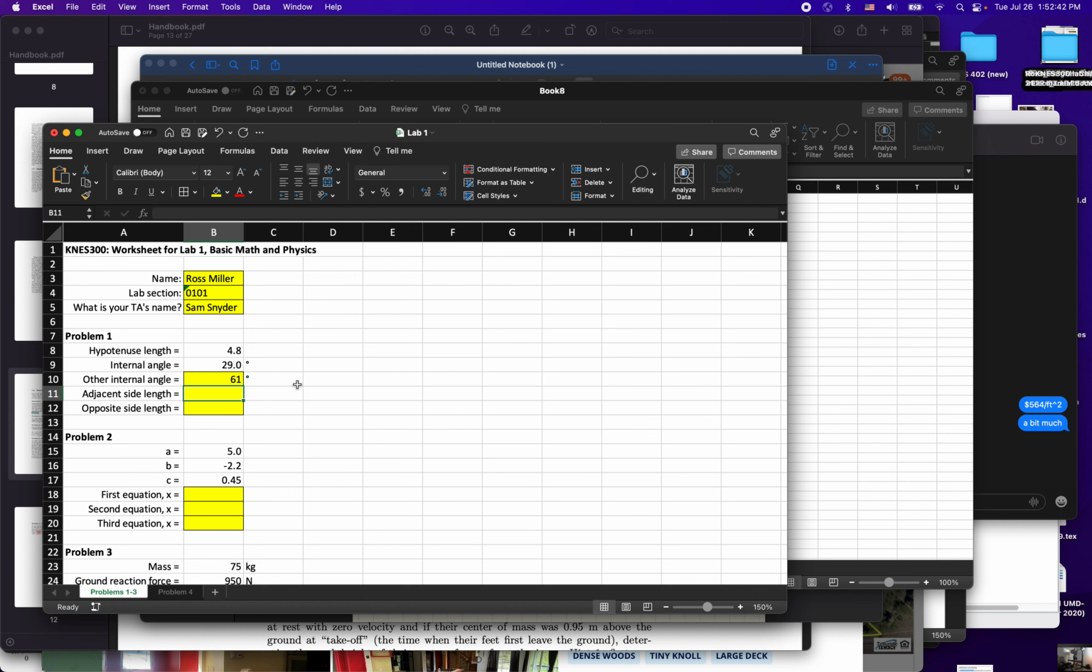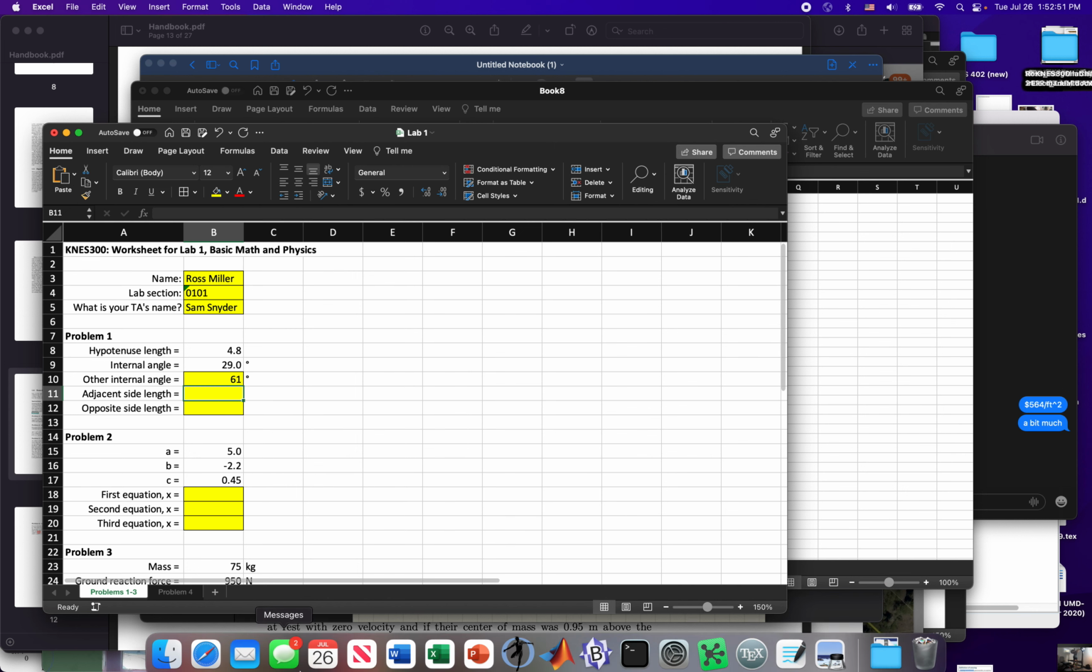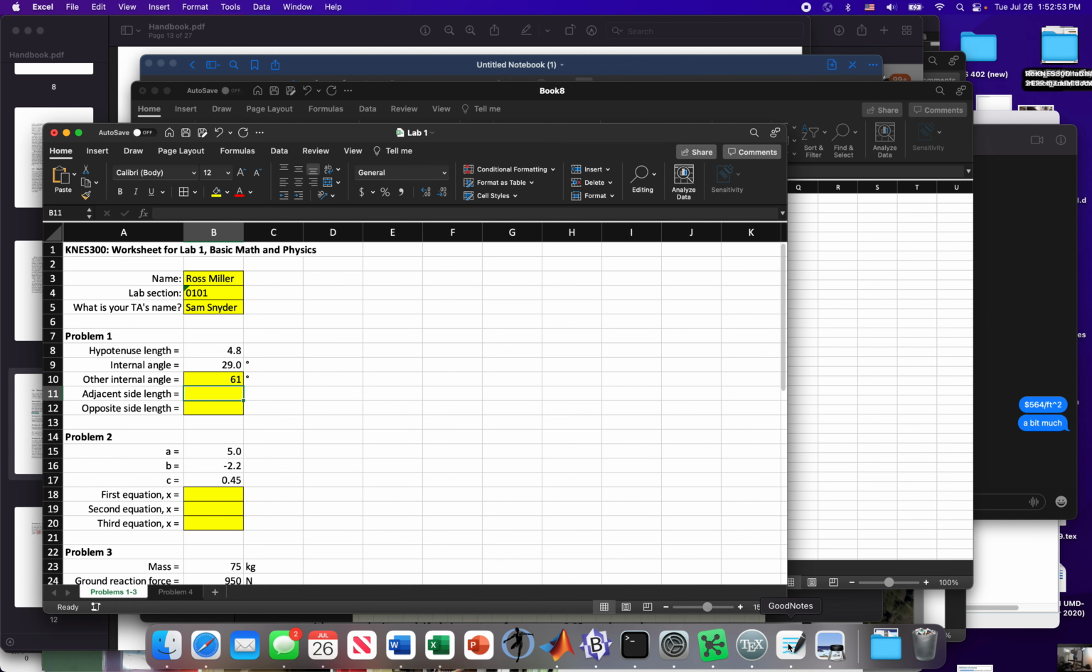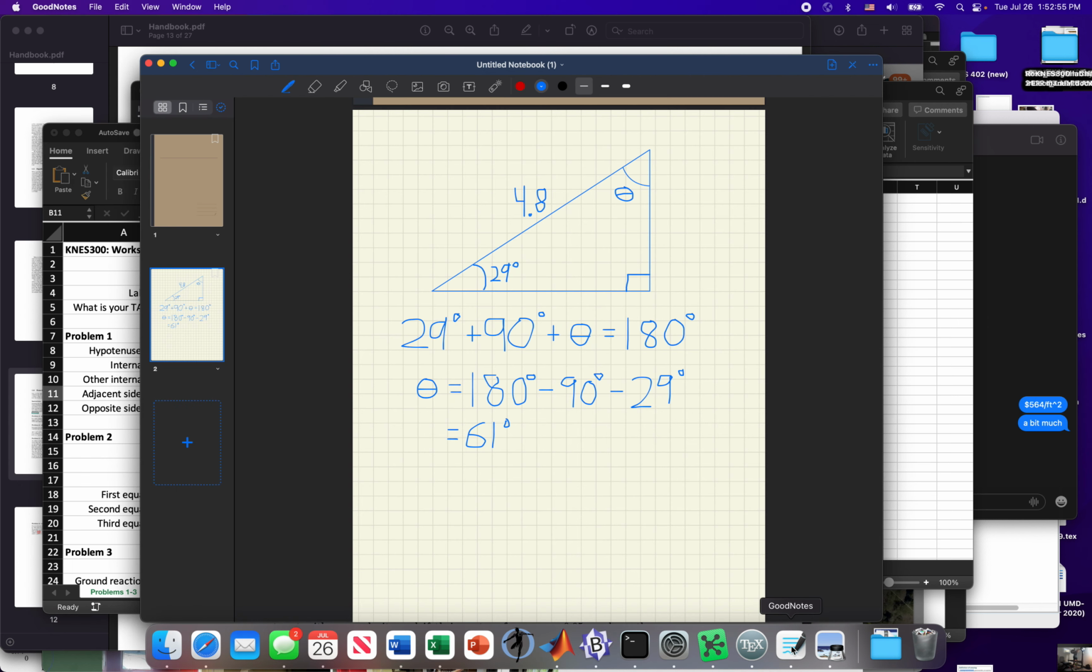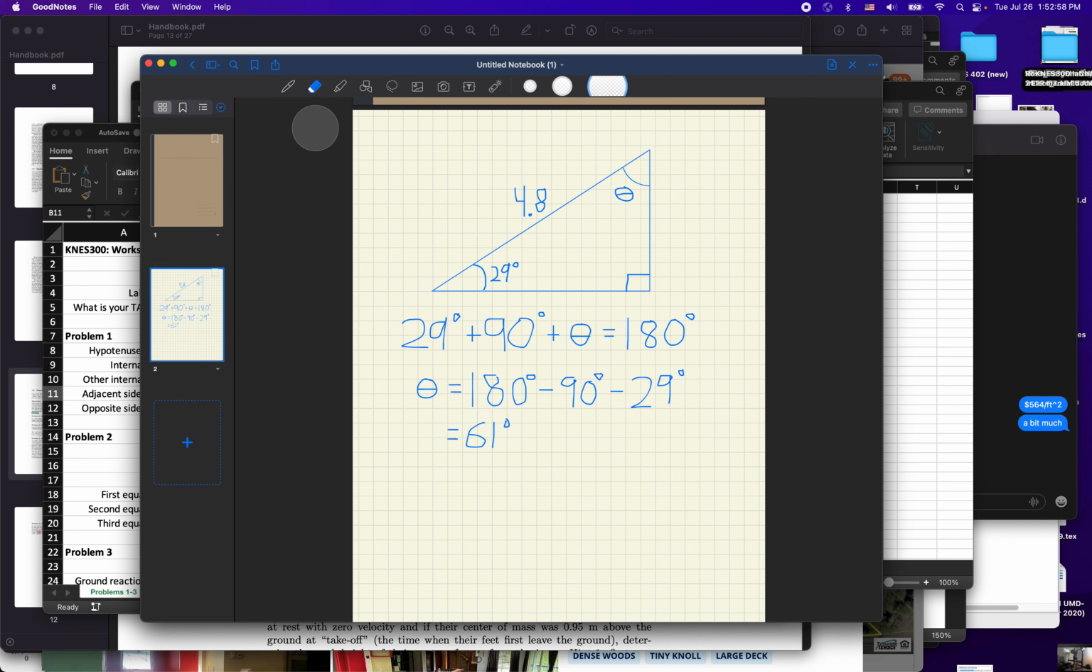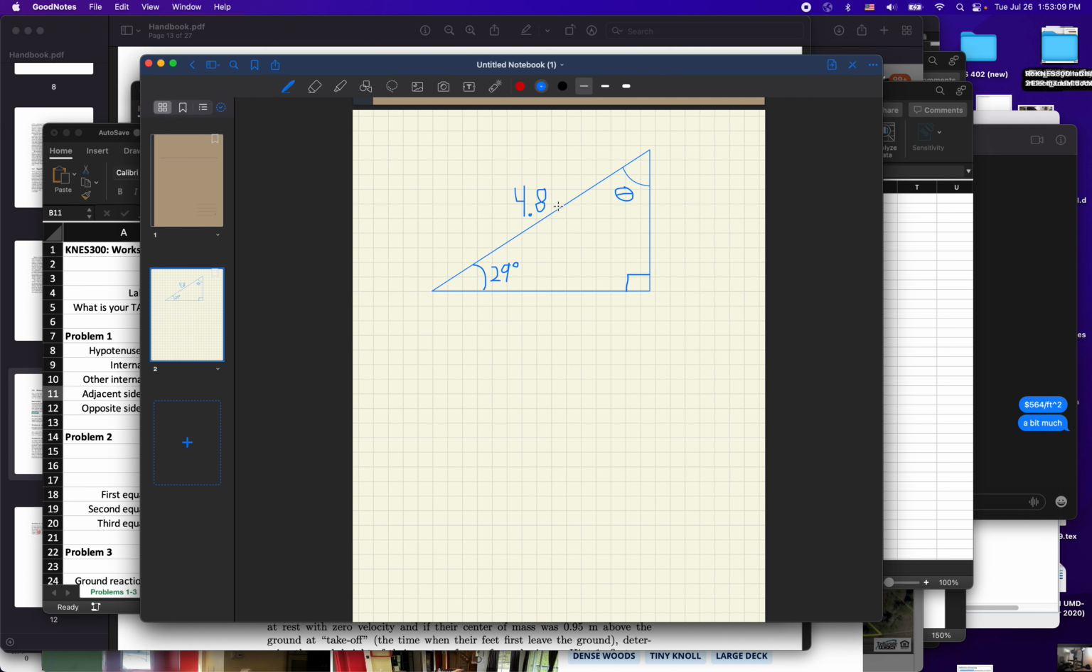Okay, we're also asked to calculate the adjacent side of the triangle and the opposite side of the triangle. And this will give us some practice in using trigonometric functions in Microsoft Excel. And let's go back to my diagram, and let's clear some space down here. Okay. So I've got my right triangle here.